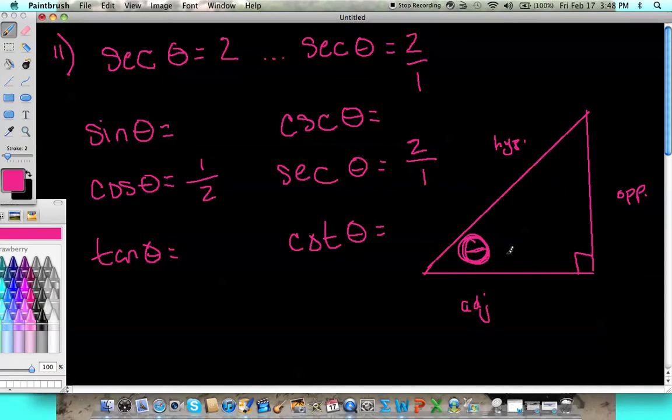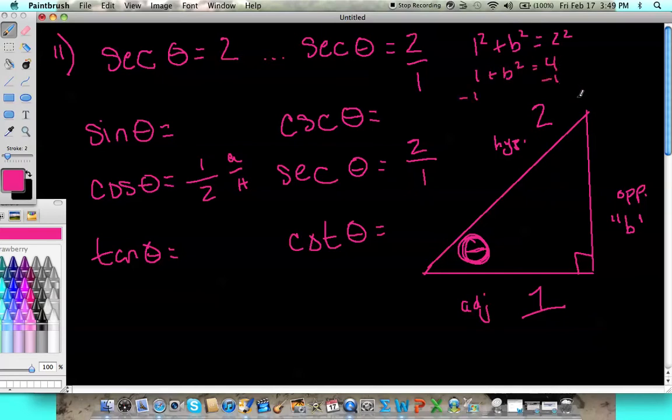All right, if cosine is 1 over 2 and cosine is adjacent over hypotenuse, a over h, then my adjacent side has to have a value of 1 and my hypotenuse has to have a value of 2. So how big is my opposite side? Well, again, I'm going to use the Pythagorean theorem. I'll call this b, and I'll say that 1 squared plus b squared equals 2 squared. 1 plus b squared equals 4.